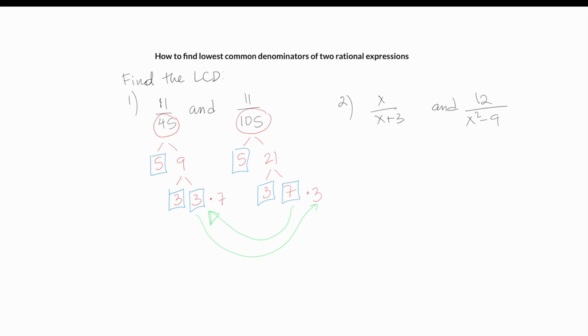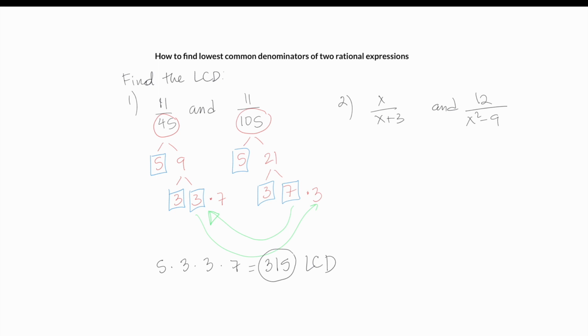And now we'll just multiply the numbers in these breakdowns. They're all the same, the four numbers, the 5, the two 3s, and the 7. So the number is 315, and this is your lowest common denominator. This is your answer. For the second problem, it's exactly the same thing.